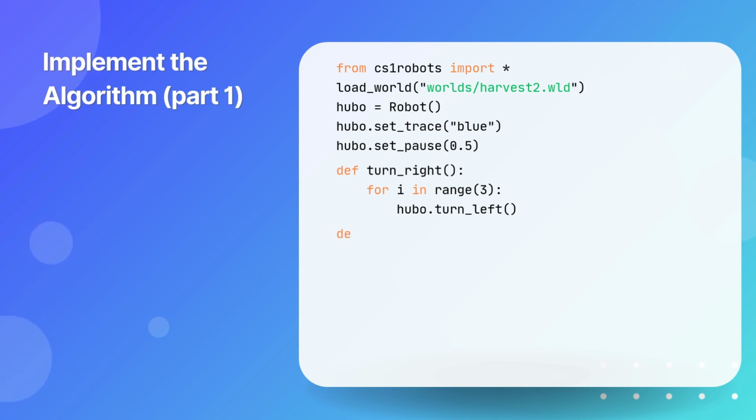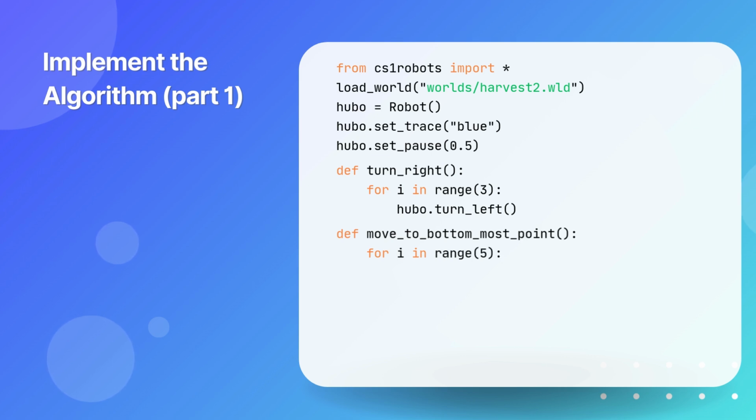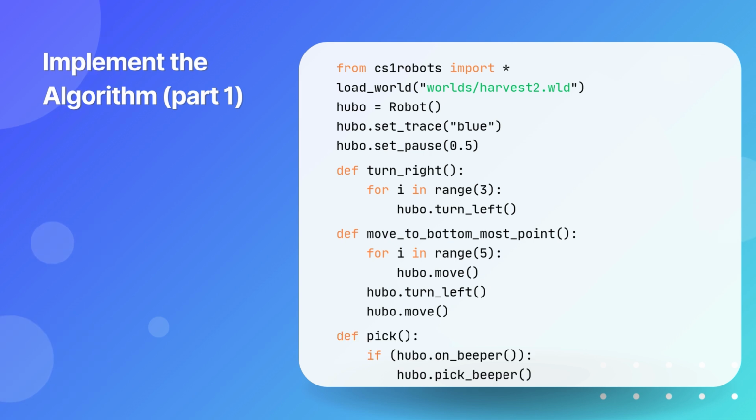Another function, move_to_bottom_most_point, is defined to move the robot to its starting point at Avenue 6, Street 2. This function makes the robot move 5 steps east and then turns it to face north, where it moves 1 step north to reach the correct position. The pick function is designed to check if the robot is currently standing on a beeper. If the robot detects a beeper, it picks it up using the hubo.pick_beeper method.